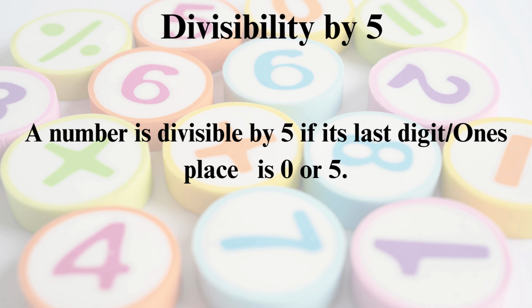Test of divisibility of 5. A number is divisible by 5 if its last digit, or the digit in the ones place, is either a 0 or a 5. So if you look at the tables of 5 or the multiples of 5, either it has a 0 or a 5 in its ones place or the last digit.